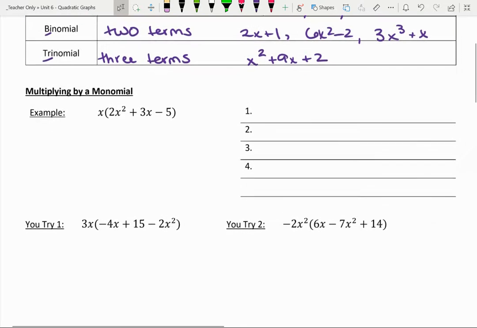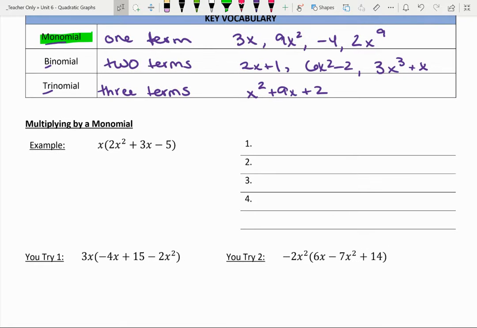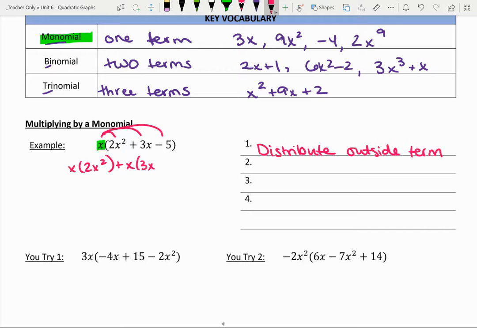So to get started, we're going to practice multiplying any polynomial by a monomial, so a single term polynomial. And so this might look like something you predicted here. We're going to start by distributing the outside term. So we're going to do x times 2x squared. We're going to do x times 3x, and then we're going to add x times -5. Just like when I was combining like terms, I'm going to keep that sign in front of the value. Step 2, I'm going to simplify from there.